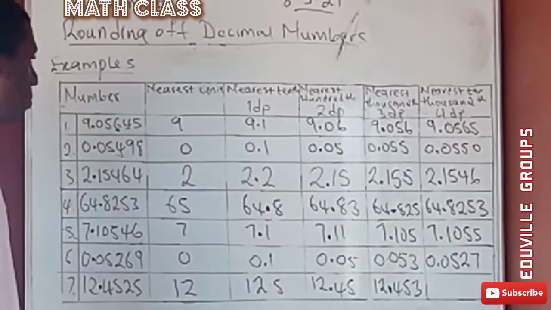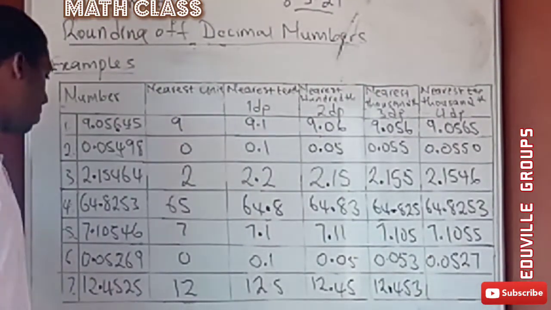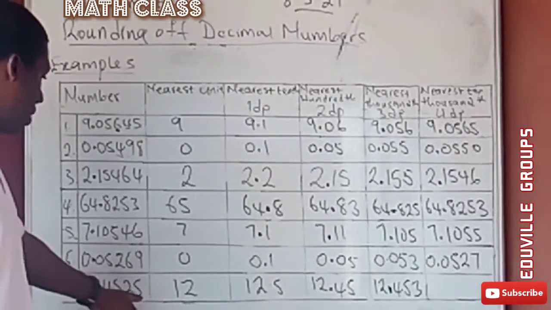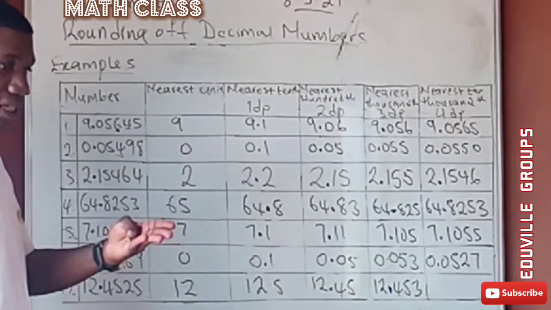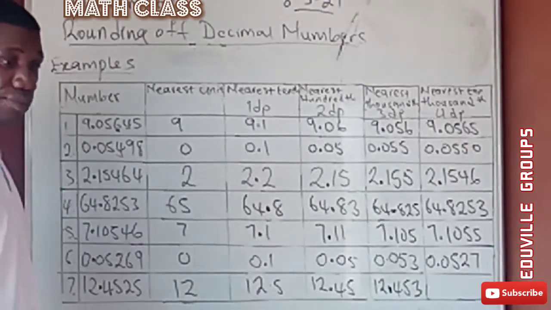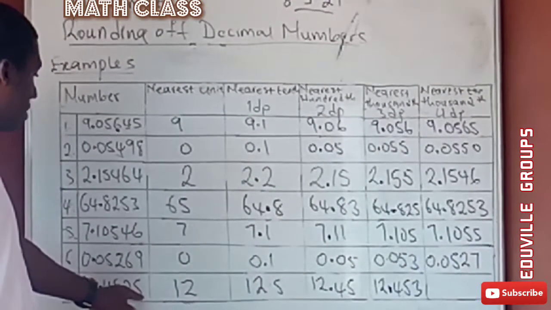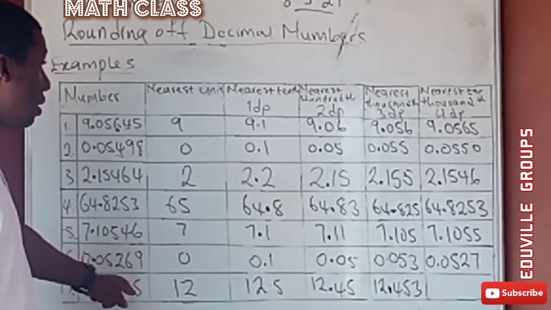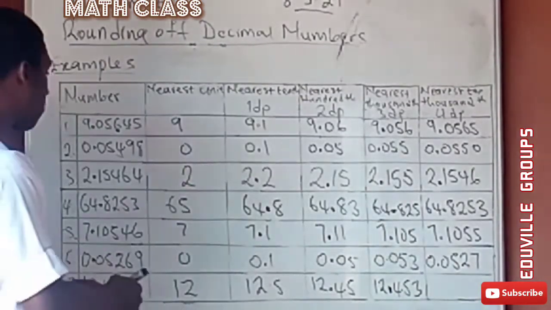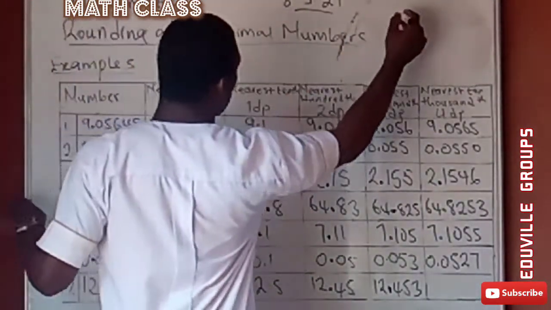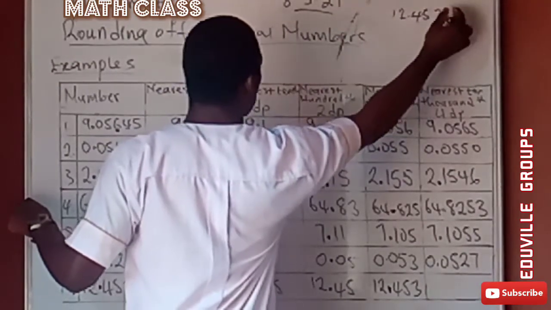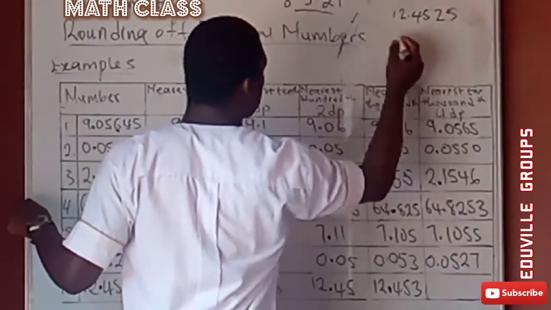Finally, we are rounding to the nearest 10,000 or 4 decimal places. And the digit there is what? 5. So look at it. 4 decimal places: 1, 2, 3, 4. This 5 is at the 10,000th place. What's the value of this 5? 12.4525.